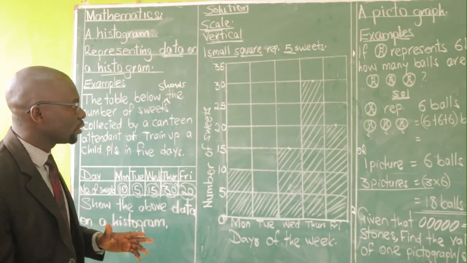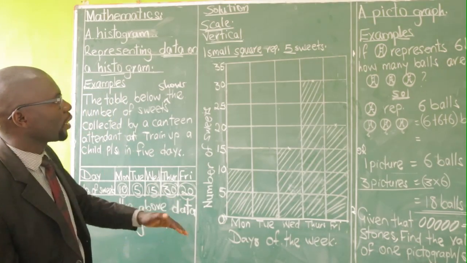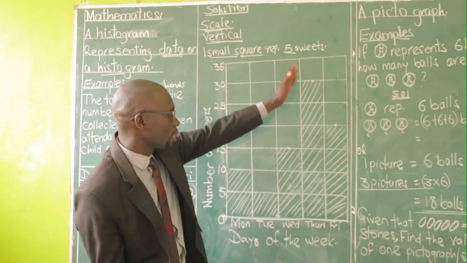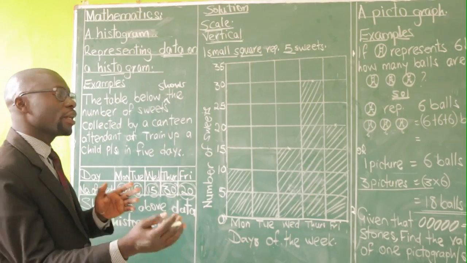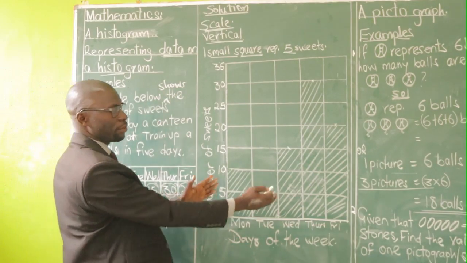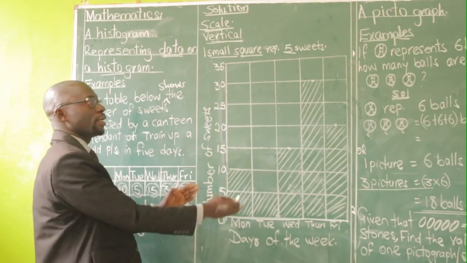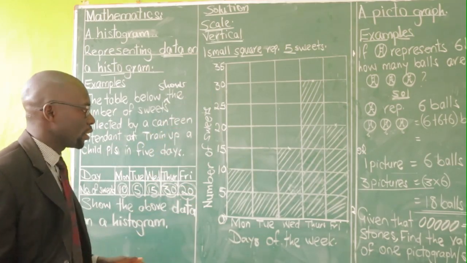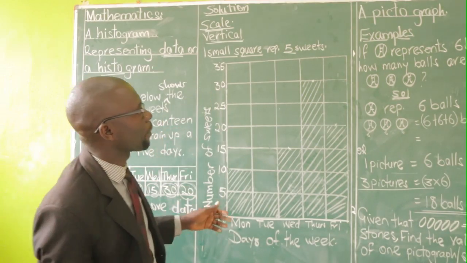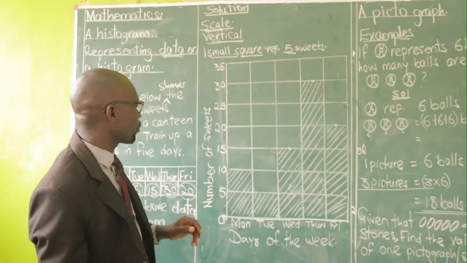On which day did the attendant collect the highest number of sweets? That would be a Thursday. So when you are given such questions, you just come to the histogram and then start reading the information from there. So now we have a pictograph.